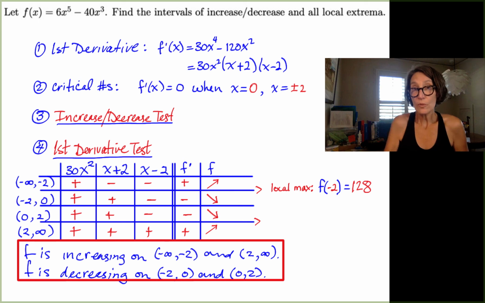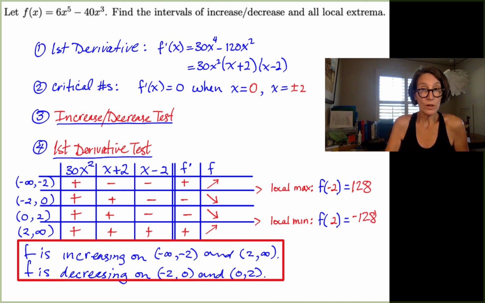Now, the next critical number was x equals 0. Notice that f prime does not change sign there. F prime is negative, and then 0, and then negative again. So it doesn't change sign at that critical number. So there's nothing interesting happening there. It's just a critical number. So then the other critical number that's left is positive 2, and we see that f prime changes from negative to positive at positive 2, which means f is going down and then coming back up. So we have a local min there. And the local minimum value is f of positive 2, which is negative 128.